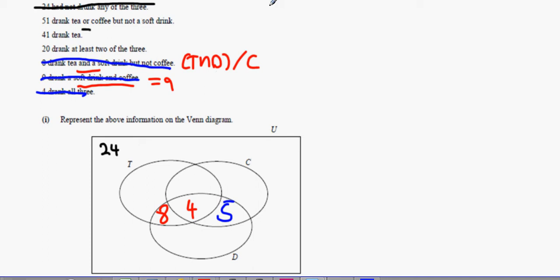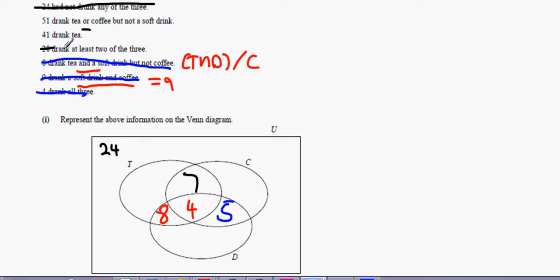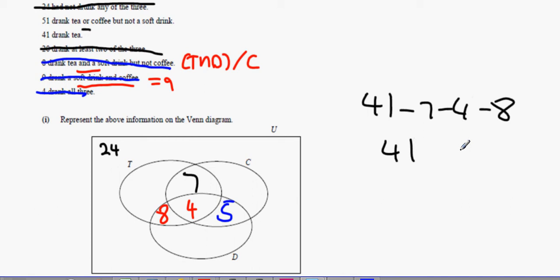20, so this part here is 3 of 3. The 3 black circles are 2 of 3. So when we add these 3 together, we should get 20. So it's going to be 20 minus 5 minus 8, which is 20 minus 13, which is 7. So that number is going to be 7. Okay? Now we've used this one here. 41 drank tea. So it's going to be 41 minus 7 minus 4 minus 8, which is 41 minus 19, which is 22.